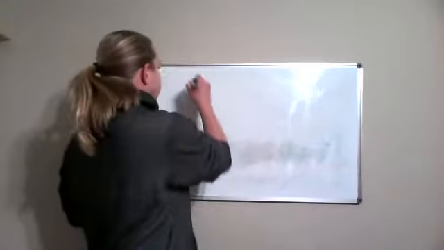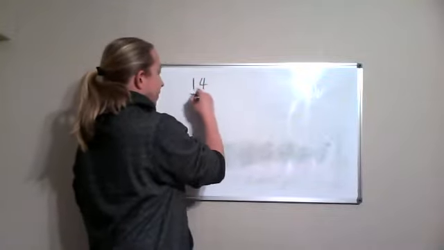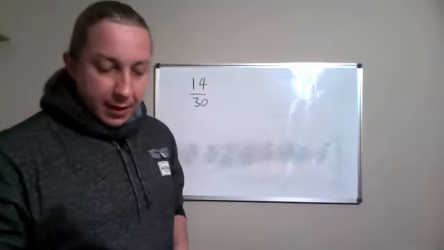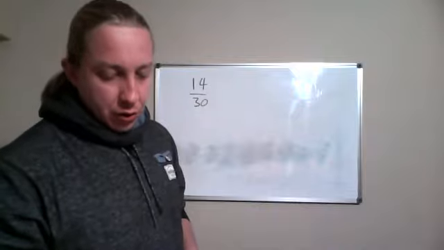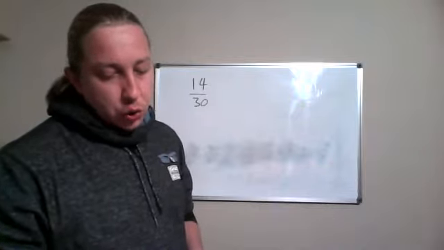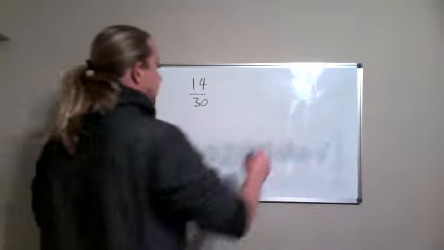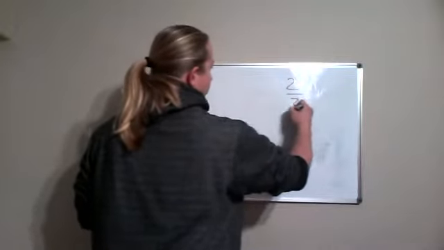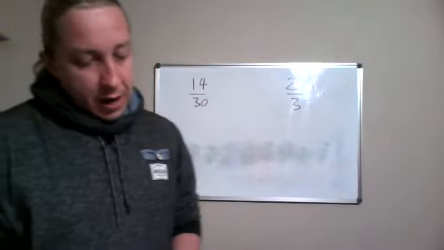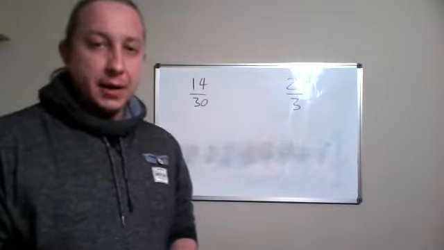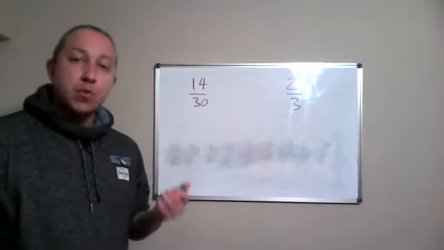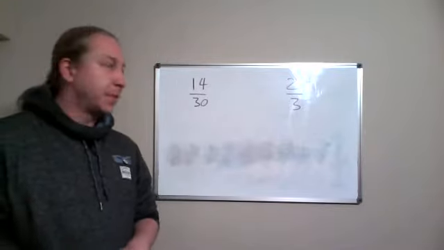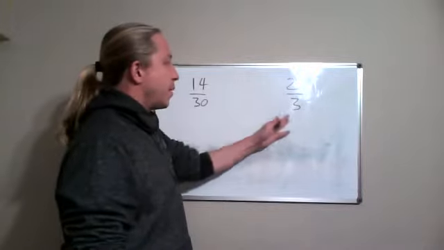So it says, number 1, Tandi sells 14 of her 30 cupcakes at the Saturday market. Okay, 14 cupcakes out of the 30 that she has. That's the fraction of cupcakes that she sold. And John sells 2/3 of his cupcakes. Okay, who sold most cupcakes? Basically, what they're asking is which of these fractions is bigger? So we need to compare them.